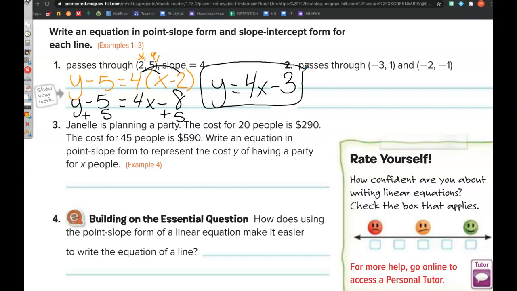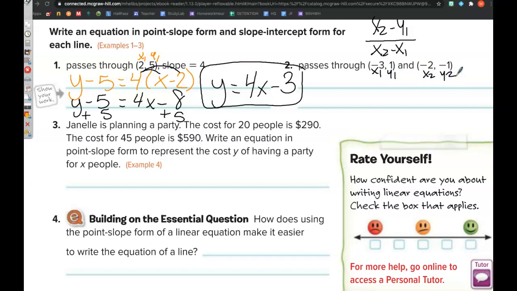Number 2. Okay, you have to write it in point slope form. What are we missing? Slope. The slope. So how do you find the slope, Michaela? Rise over run, or what's the equation that we use? y2 minus y1 over x2 minus x1. Good. So then I just go through and label this. This would be my x1, y1, x2, y2.